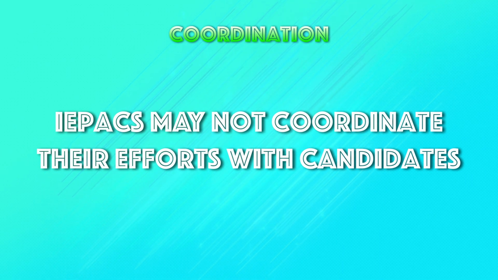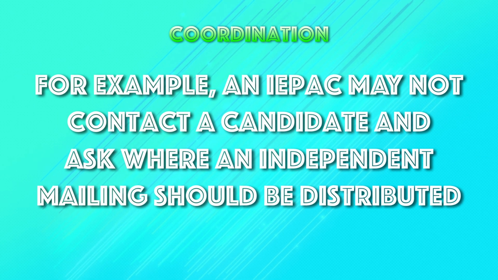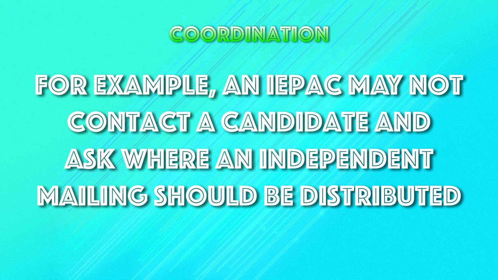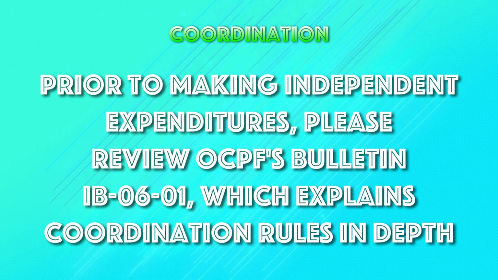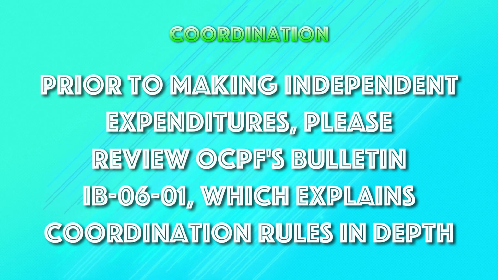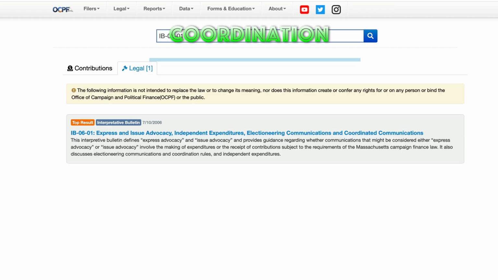IEPACs may not coordinate their efforts with candidates. For example, an IEPAC may not contact a candidate and ask where an independent mailing should be distributed. Prior to making independent expenditures, please review OCPF's Bulletin IB 0601, which explains coordination rules in depth. IB 0601 can be found using OCPF's search engine.